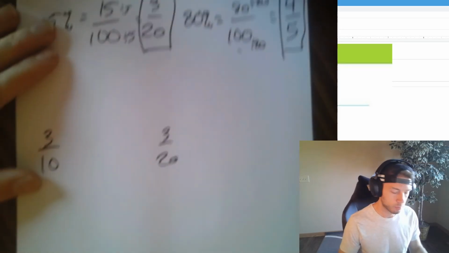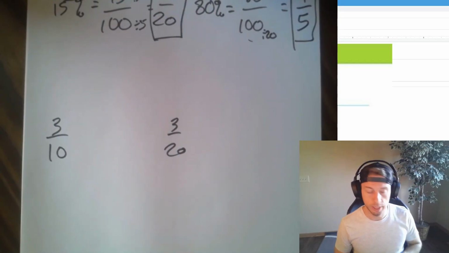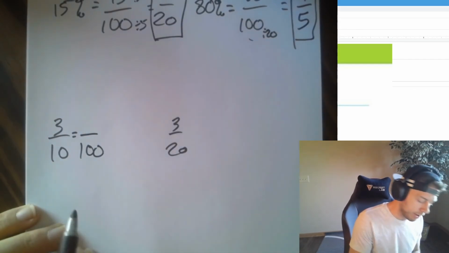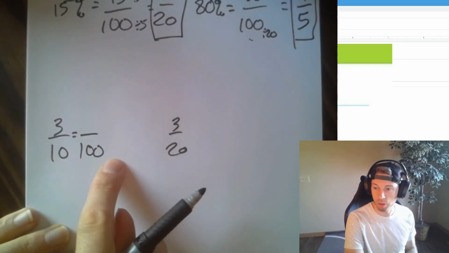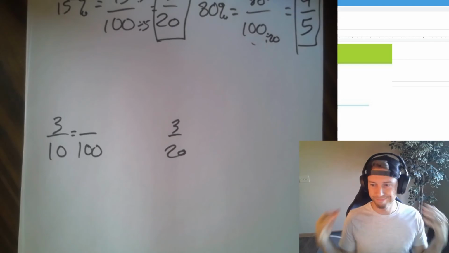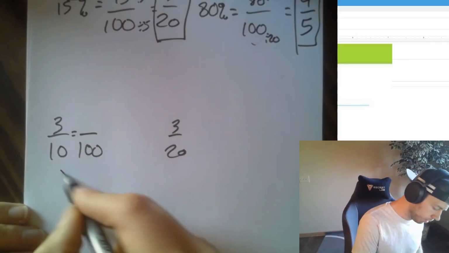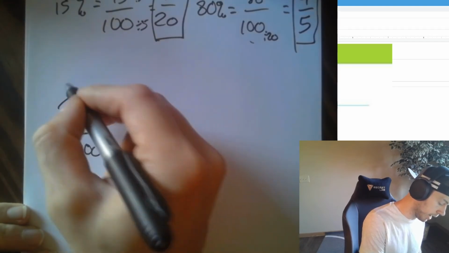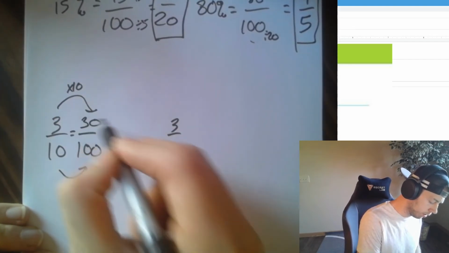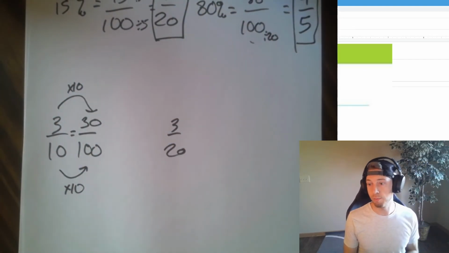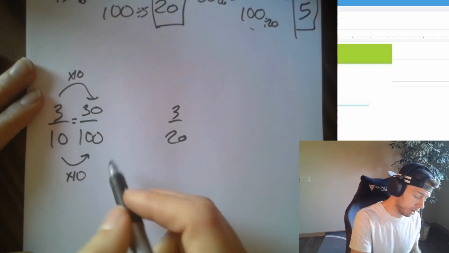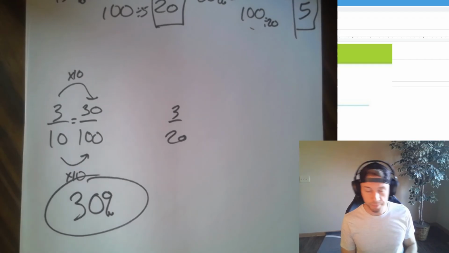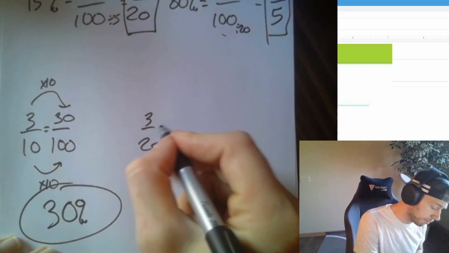Really good. Now let's turn these fractions into percentages. This first one, we have out of 10, but we want to get it out of 100, because if we can get that denominator to 100, we know the exact percentage. Times 10 here will get us to 100. So we'll do the same thing to the top and create an equivalent fraction. 3 out of 10 is equivalent to 30 out of 100, and we know that 30 out of 100 is 30%.